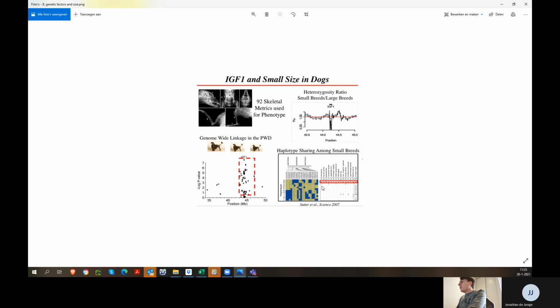So within small breeds there is a haplotype that is shared. So there's a unifying factor across all those small breeds, and that is also, of course, something that you can comprehend. Wolves are, of course, varying in size depending on the conditions a little bit, but they're still quite big. And those small dogs are completely the opposite.